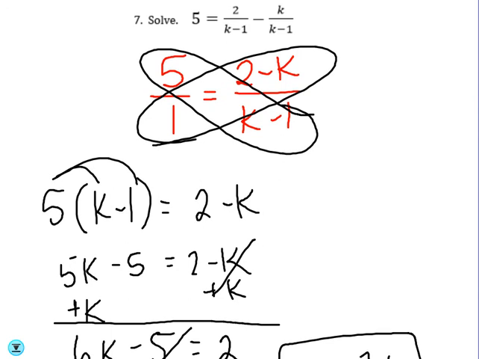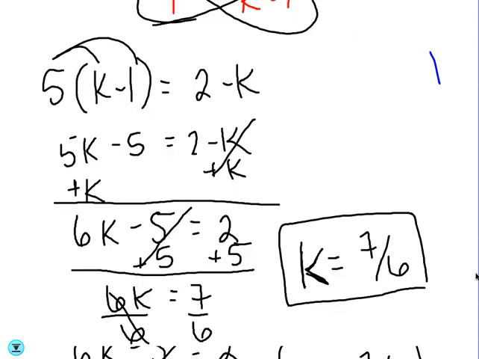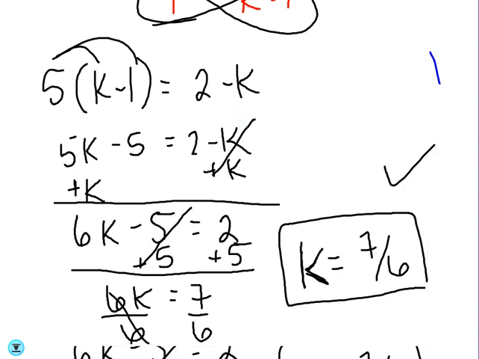Here, I would have a denominator of 1 under the 5. So there's no variable to restrict, so that one's okay. And then this k minus 1 as a factor, k cannot be positive 1. So our solution here of 7/6 is a valid solution. We're good to go.